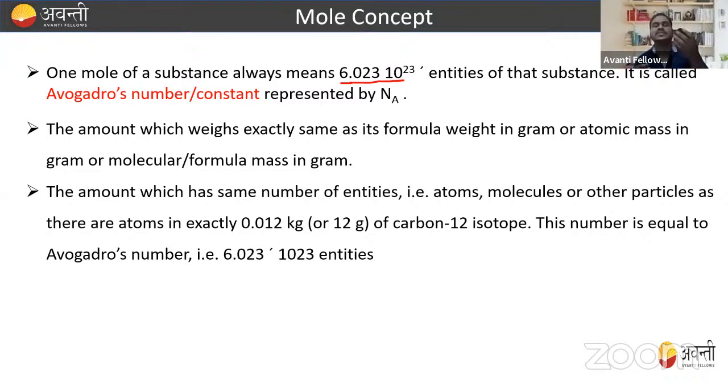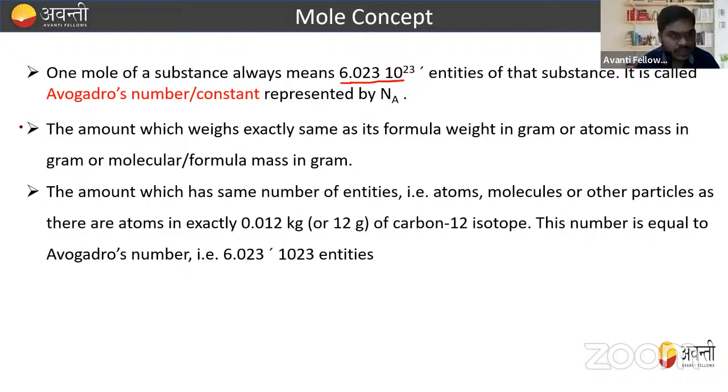For example, when someone says 1 dozen, what does it mean? 1 dozen means 12 quantity. Half a dozen means 6. Just like this, 1 mole is a quantity, meaning this much of particles or entities or atoms or molecules is known as 1 mole. I hope this is clear to you.